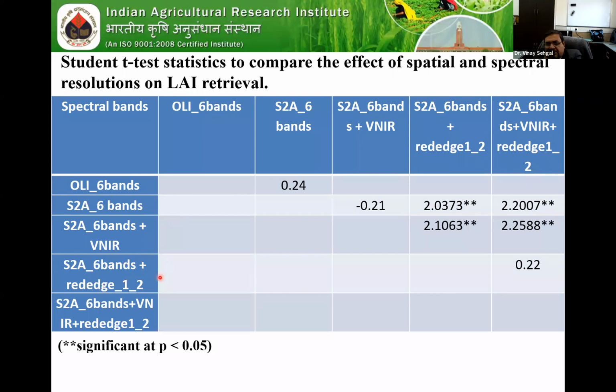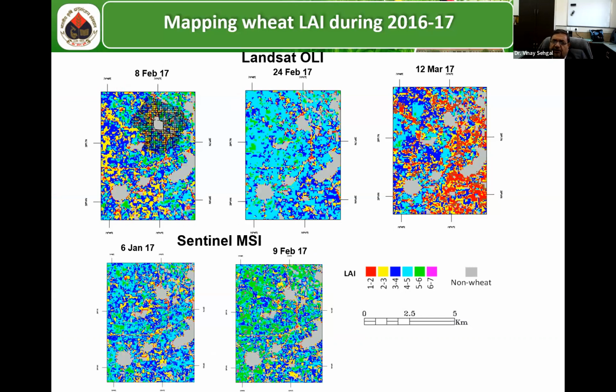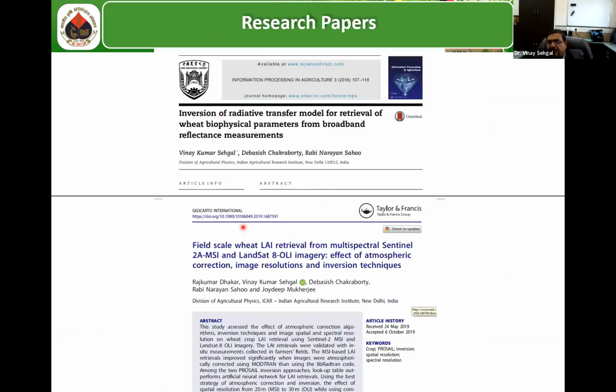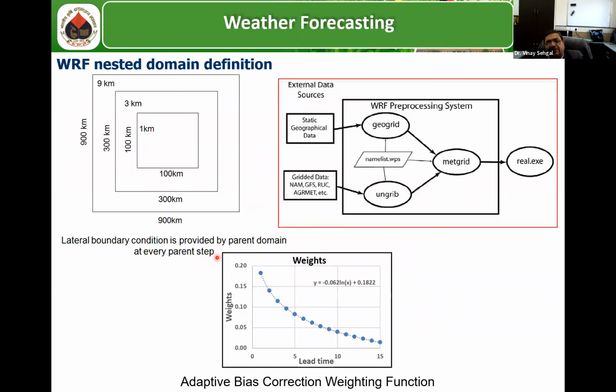So we found that inclusion of red edge bands improves the accuracy of LAI retrieval. So these all relate to how accurately you estimate leaf area index, leaf chlorophyll, or leaf water. So this is kind of an image of the leaf area index. We had seen others from a different satellite. And this part we had published in a paper also, in an Elsevier journal.